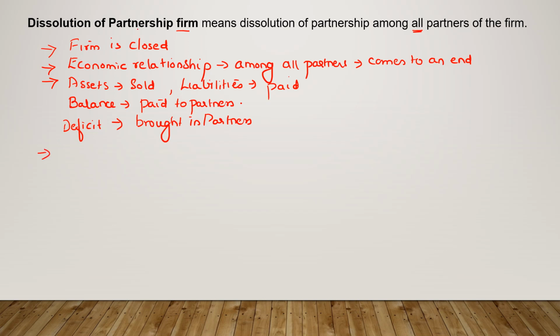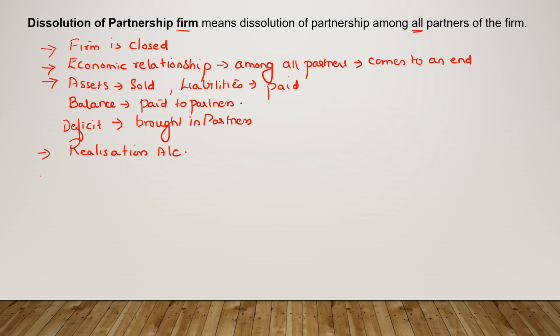And when we are talking about dissolution of partnership firm, we would be talking about realization account. This is the account that is prepared wherein we will transfer all the book value of the assets except cash and fictitious assets. We would transfer all of them to the debit side of realization account. We would transfer all the outside liabilities to the credit side of realization account at book value. And then we would pass the respective entries that we'll be learning in today's session. We should go through the realization account.